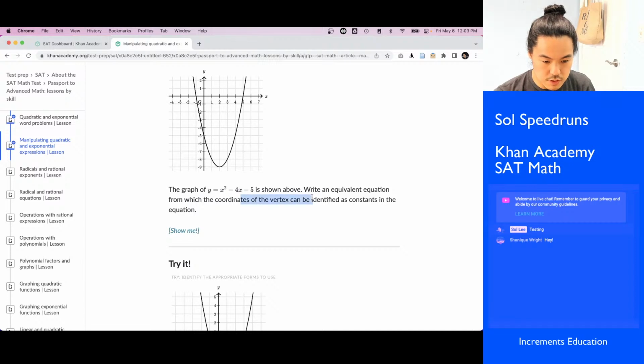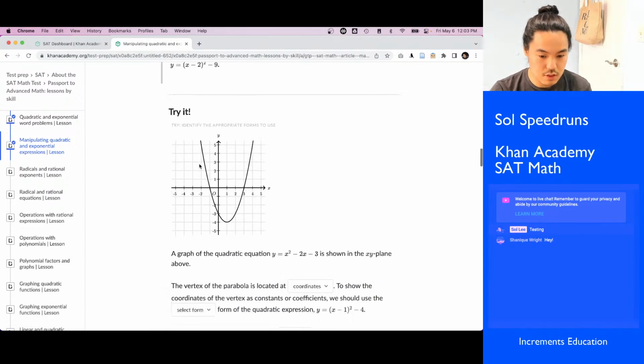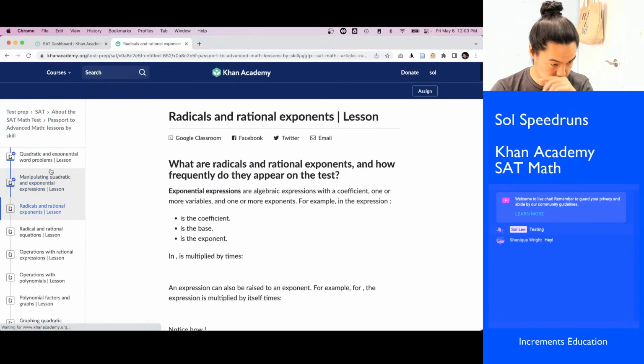The coordinates of the vertex, right? So if I want to do this, oh yeah, that's y1. x1, y1. Okay, that's right. So it should say x minus 2 squared minus 9, where the a is just 1. So x minus 2 squared minus 9, please be correct. Yes. I'm good with these. I'm gonna move on.